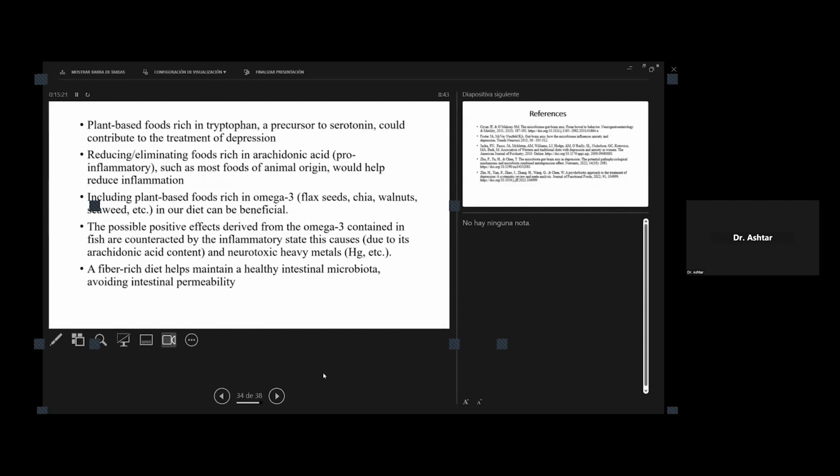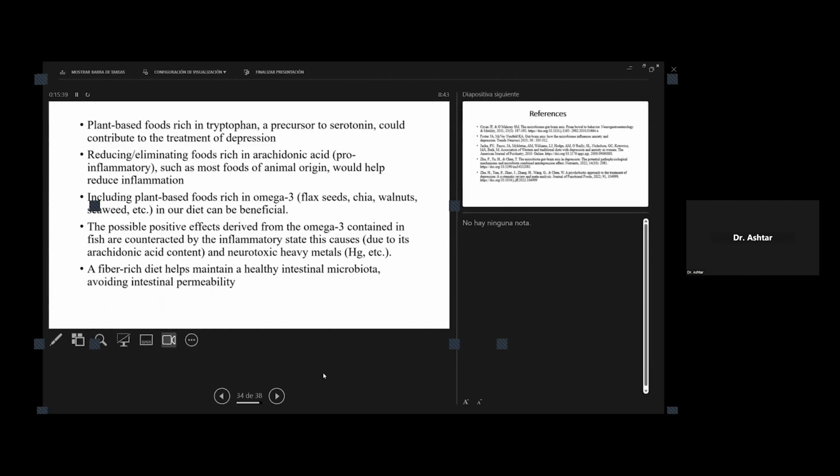Eliminating foods rich in arachidonic acid, pro-inflammatory, such as most foods of animal origin, would help reduce inflammation. Including plant-based foods rich in omega-3, flax seeds, chia, walnuts, seaweed, etc. in our diets can be beneficial.